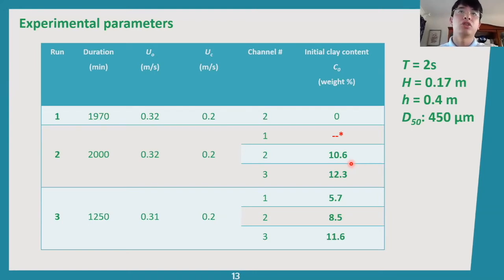During the experiment in round 2, quite a lot of clay moved out from the bed and was suspended in the water. So after we drained the water, we remixed the sand and the remaining clay in these 3 channels and generated 3 brand new beds, but with lower clay content compared to their counterparts in round 2. So the initial clay content in round 3 was 5.7% for channel 1, 8.5% for channel 2, and 11.6% in channel 3.